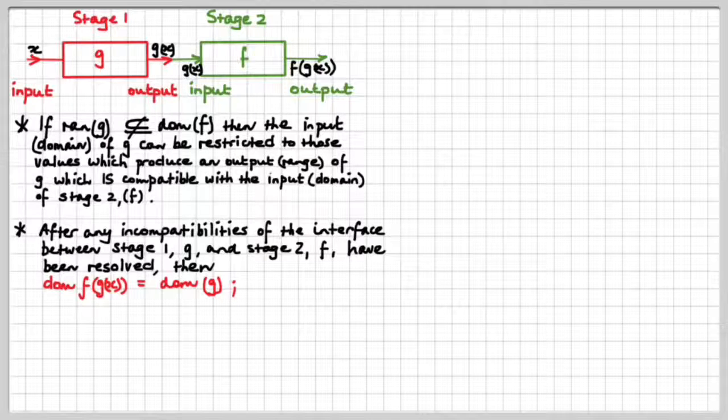You get that? After any incompatibilities of the interface between stage 1, which in this case is G, and stage 2, which in this case is F, have been resolved, then and only then, ladies and gentlemen, the domain of the composite function is the domain of the left-hand side. Okay, the domain of the overall composite function is the domain of the left-hand side, and the range of the composite function is what comes out the right-hand end. Okay, the range of F with the input that's going into it from here.